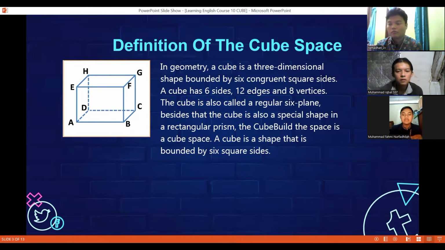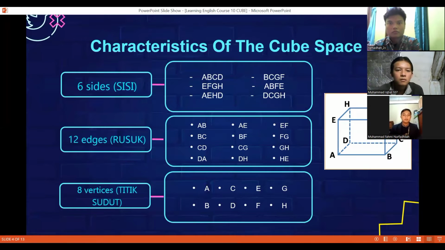A cube is a shape that is bounded by 6 square sides. Okay, from the picture above, can you name the characteristic of a cube? A cube has 6 congruent sides, 8 vertices, and 12 equal edges. We can name the cube above as the cube ABCDEFGH. Next, we will learn about some examples of the application of the cube.